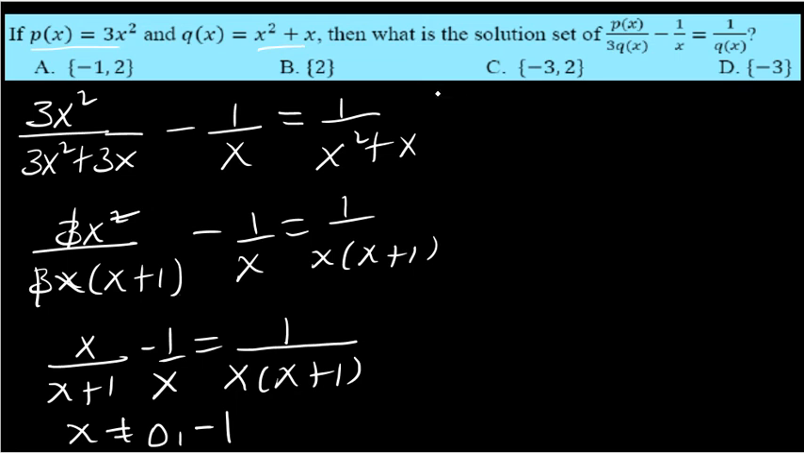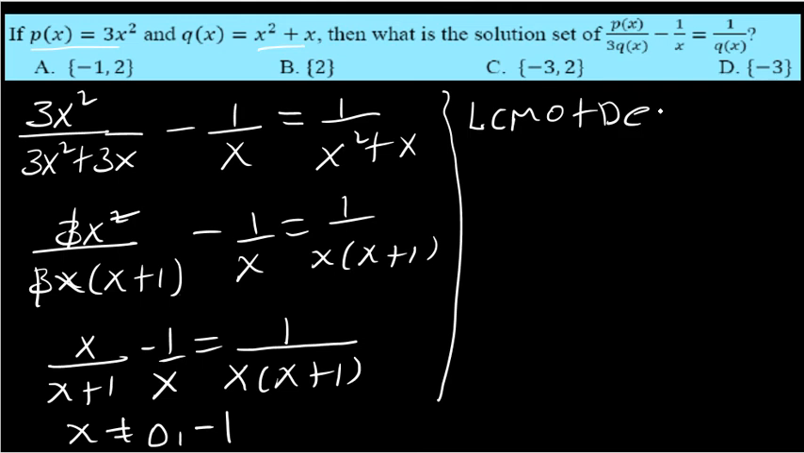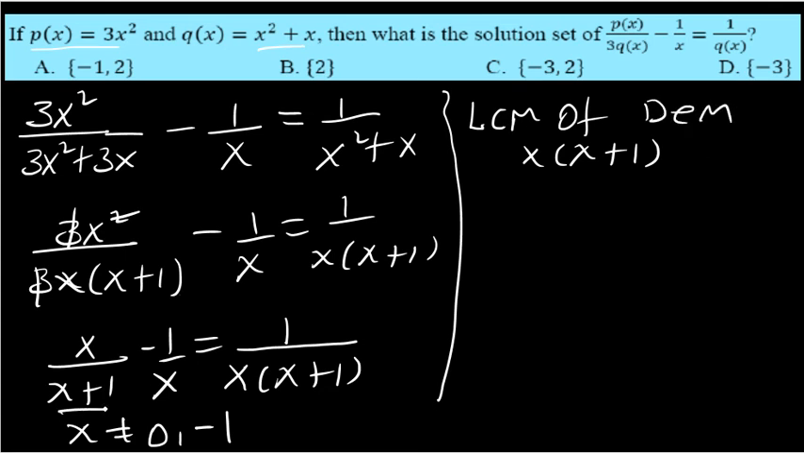Then what is the LCM of the denominators? The LCM of the denominators will be just x and x plus 1. If you observe the denominators, there is x plus 1 here, there is x here, there is x and x plus 1. The denominator LCM will be x into x plus 1. Then you can multiply by it.